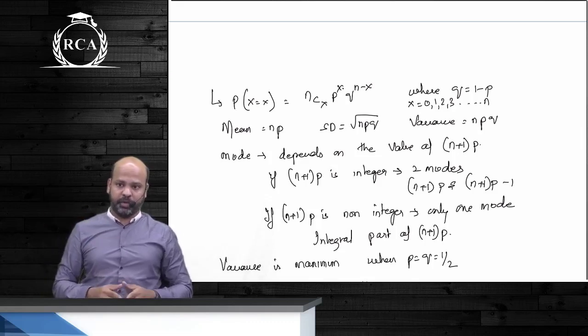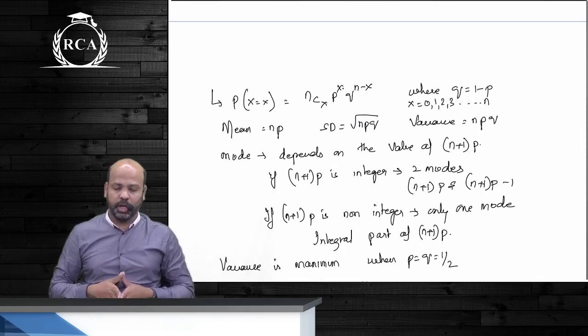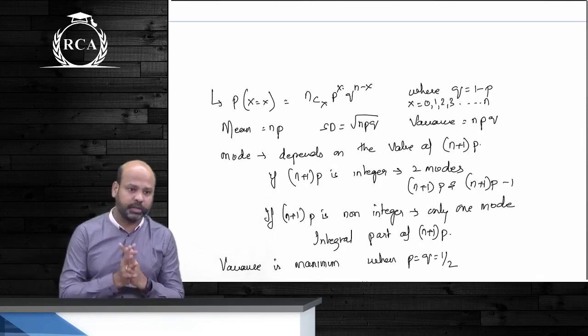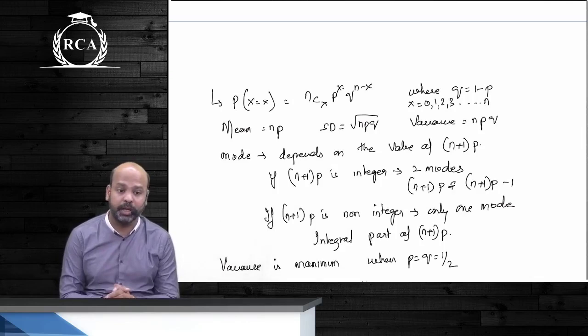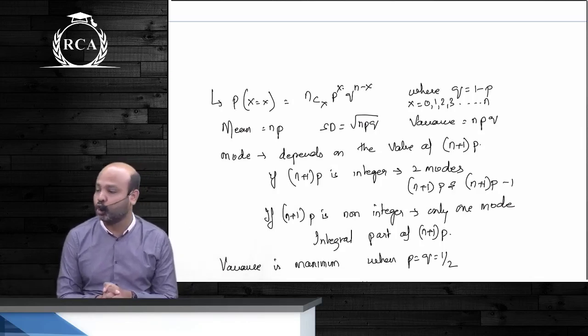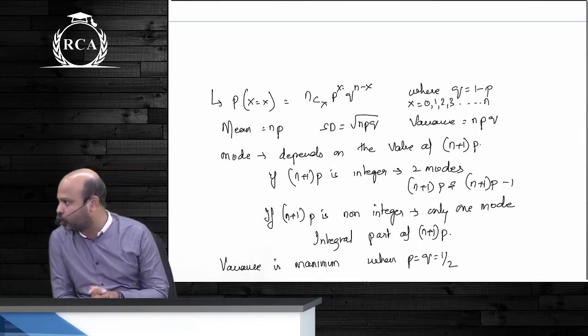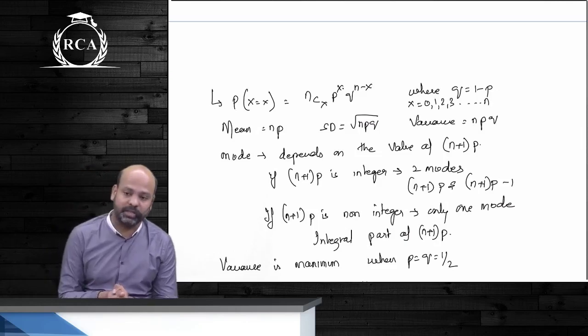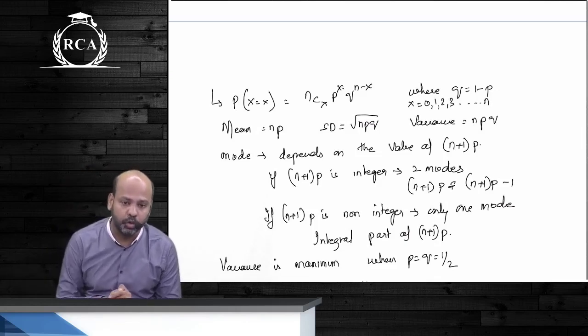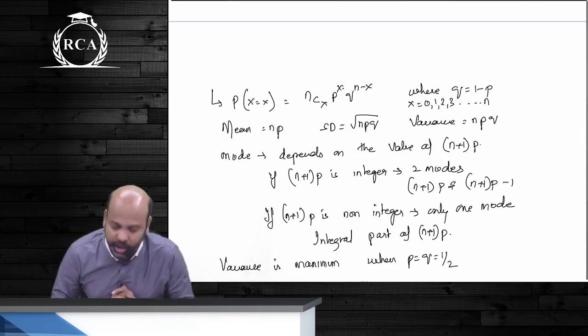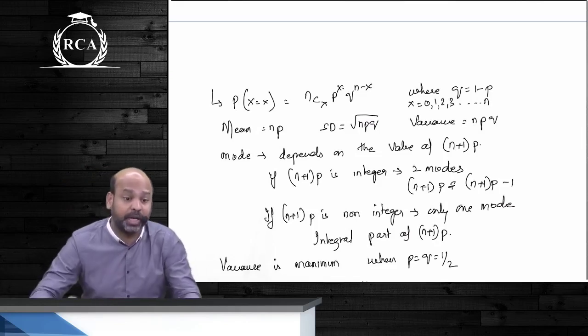One is (n+1)p, the other one is (n+1)p minus 1. If (n+1)p is a non-integer, there will only be one mode, and that will be the integral value of (n+1)p. Variance will be maximum, guys, when p equals 1/2 and q equals 1/2, and the value of that variance will be equal to n/4.